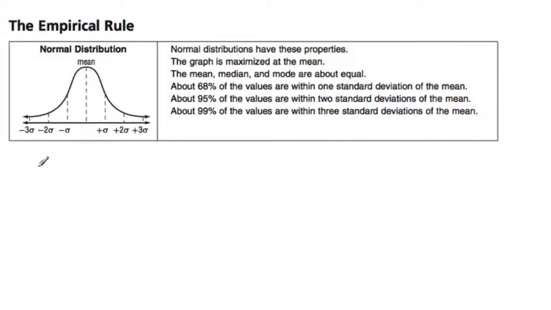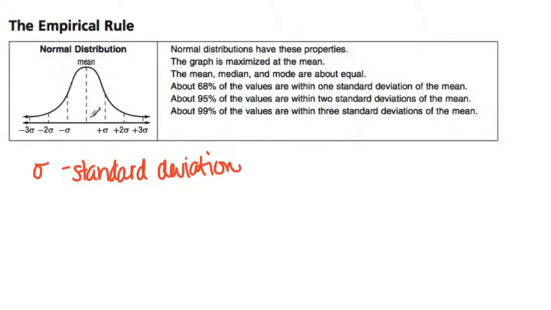If you remember, this symbol is the standard deviation, and standard deviation is how much each data point on average varies from the mean. So it tells you about the spread of the data.